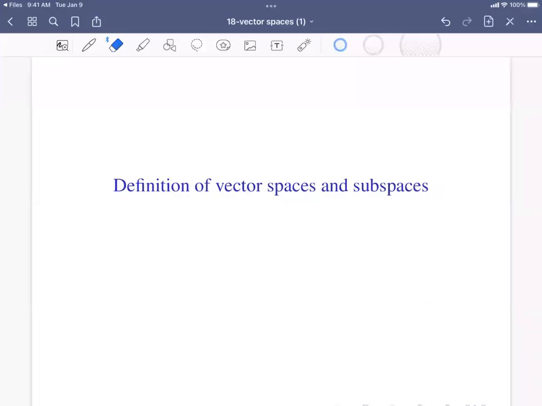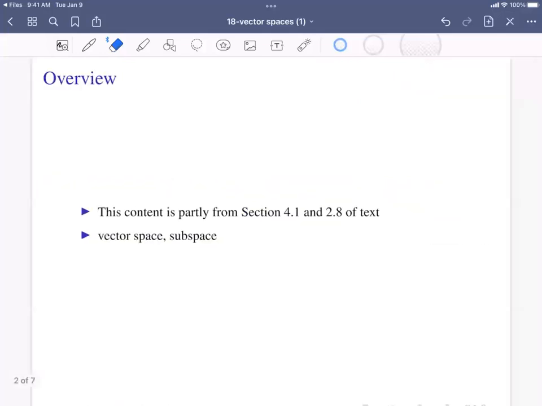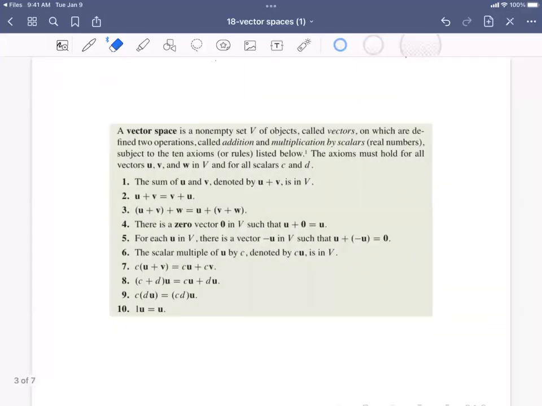In this part, we are going to give the definition of vector spaces and some examples. This part is from sections 4.1 and 2.8. Definition: vector space.